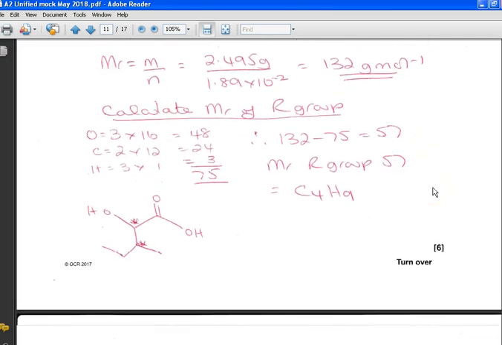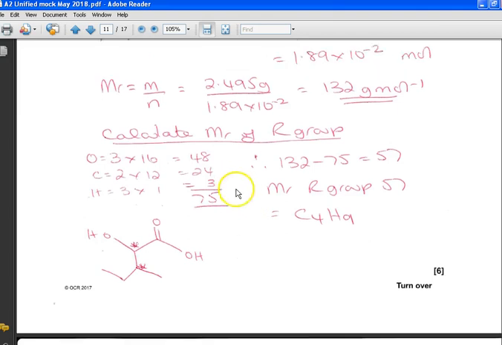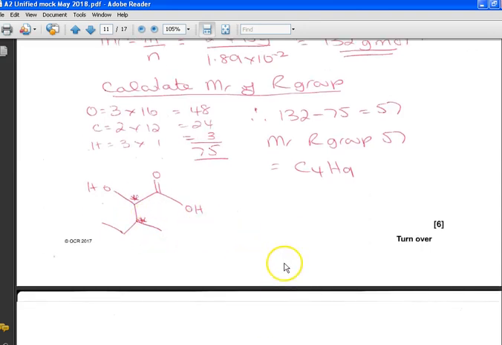So that means we can subtract the rest of the molecule. If we work out the molar mass of the rest of the molecule, we can take that away from the total, and that gives us the R group, which has a molar mass of 57, which converts to C4H9. Because you need 2 chiral carbons, there are a few different structures you could have drawn, but you've got to bear in mind that you need 2 chiral carbons. Okay, so there's your structure.